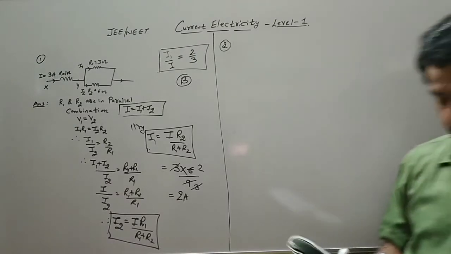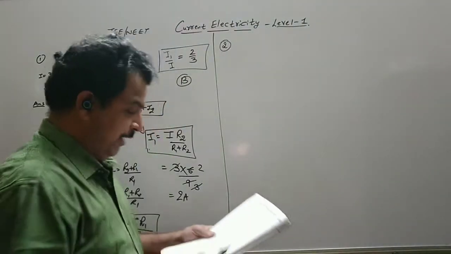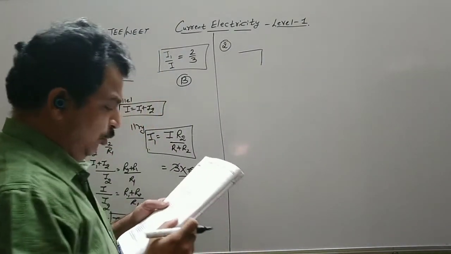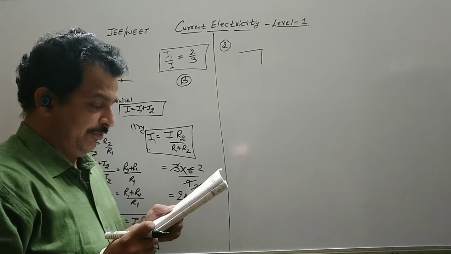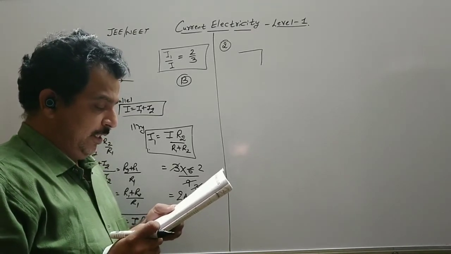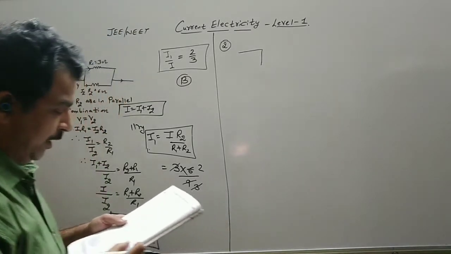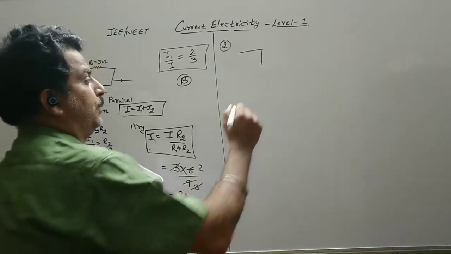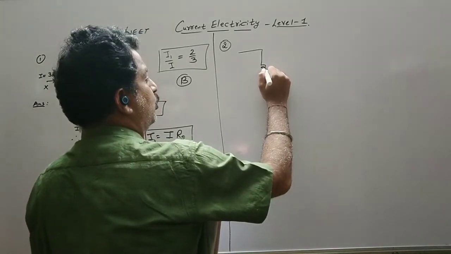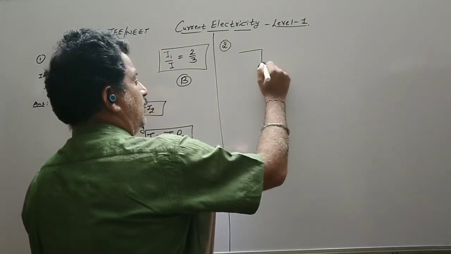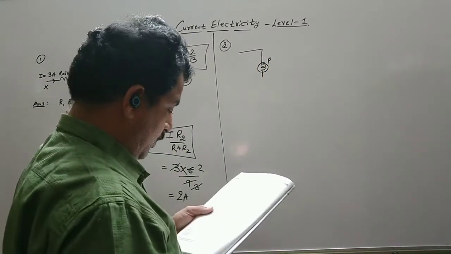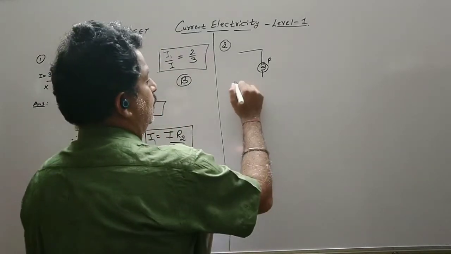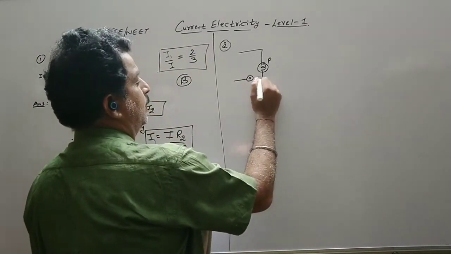Now let us see the second MCQ, where we have: how will the reading in the ammeter A of the figure be affected if another identical bulb Q is connected in parallel to P as shown. The voltage in the main is maintained at a constant value. So we have two bulbs or resistances. One is marked as P and we have an ammeter at this point.